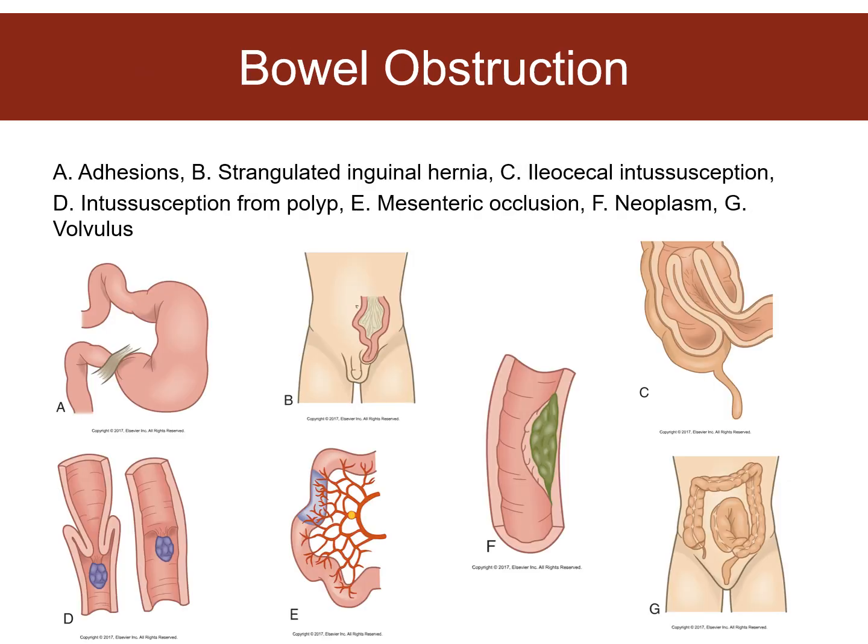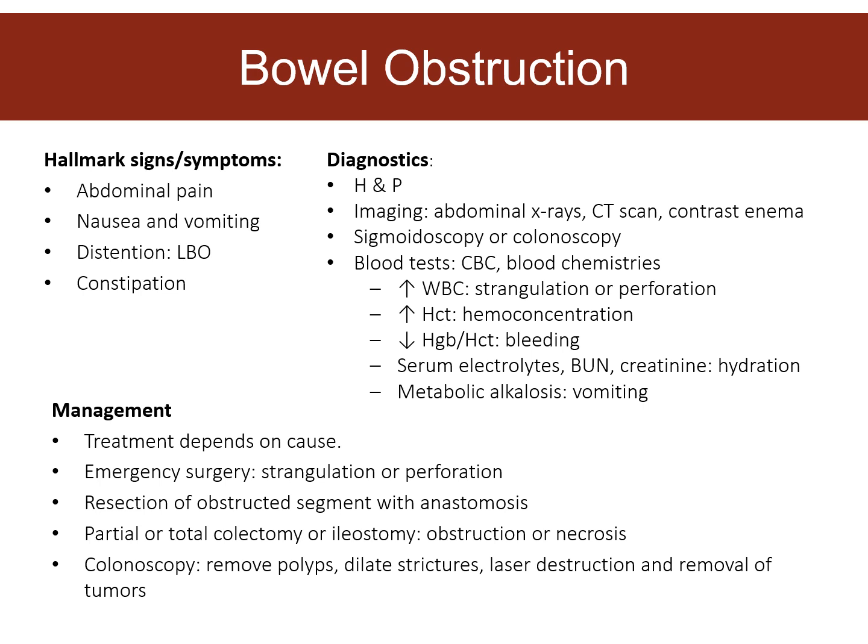Okay, here's some pictures of bowel obstruction straight from your textbook. Review those. Okay, hallmark signs and symptoms of bowel obstruction are abdominal pain, nausea, vomiting, distension if it's in the large bowel, aka colon, and constipation. So we want to get a good history and physical. We want to know when did it happen, how long has it been going on, when was their last bowel movement, what kind of bowel movement did it look like.